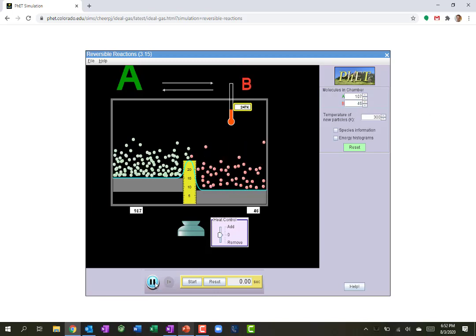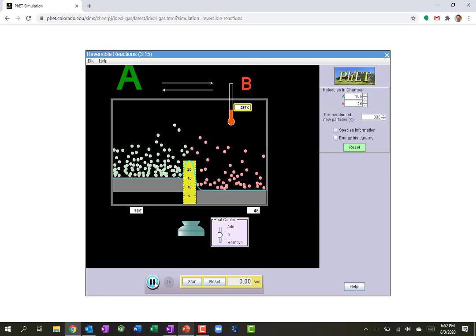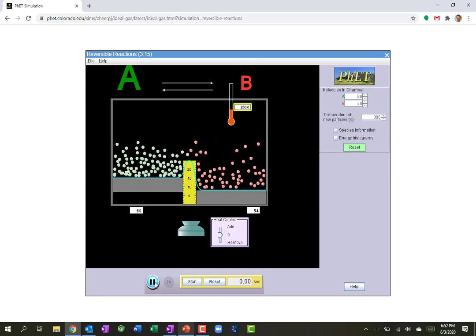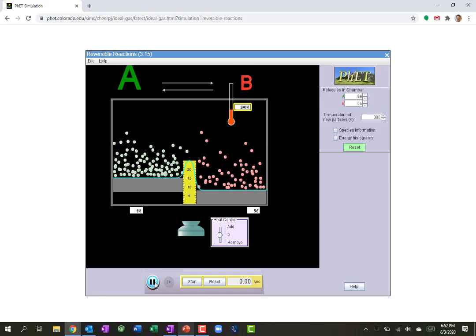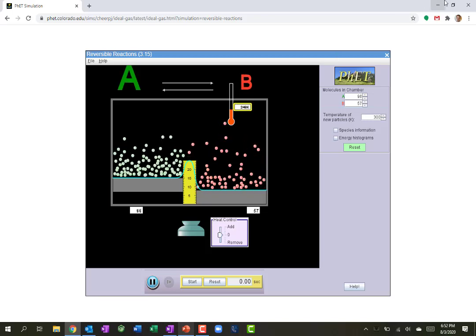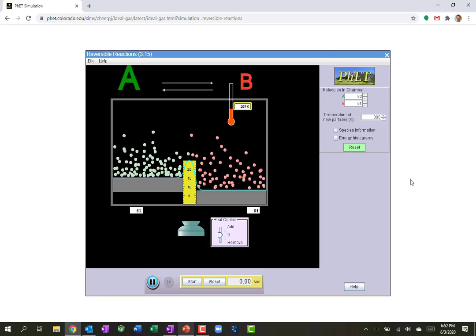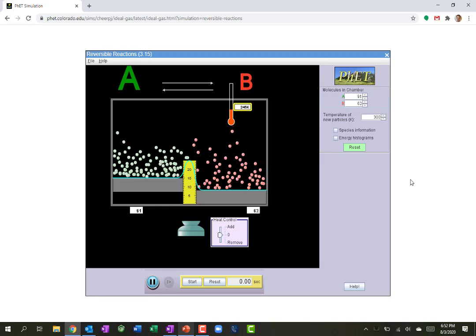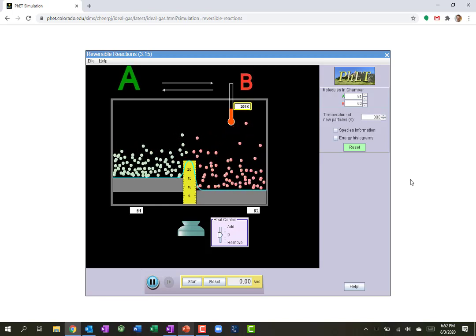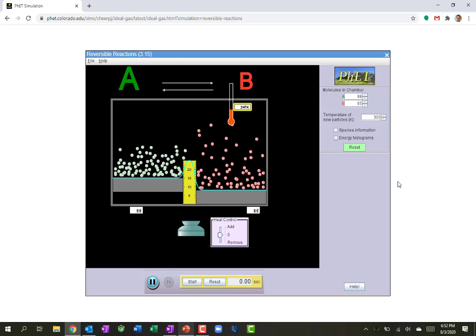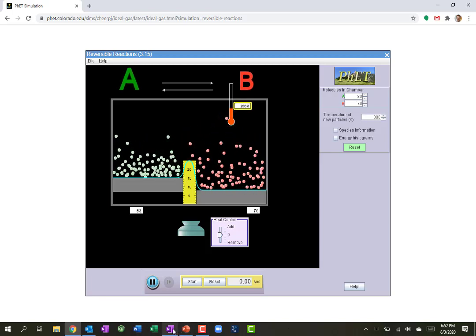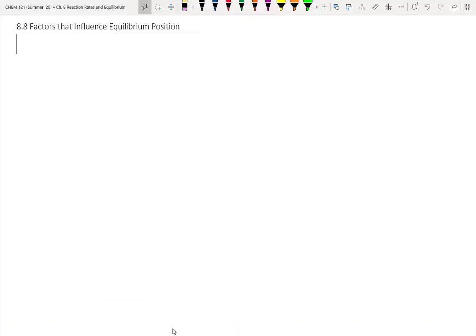What would happen then? Well, if we remove B, then the A's are going to want to replenish the B side. It's kind of weird to think about, but this is one of the cool things with equilibrium, is we can change and push equilibria one direction or another by adding or removing reagents and/or products. So let's go ahead and describe that in our notebook.